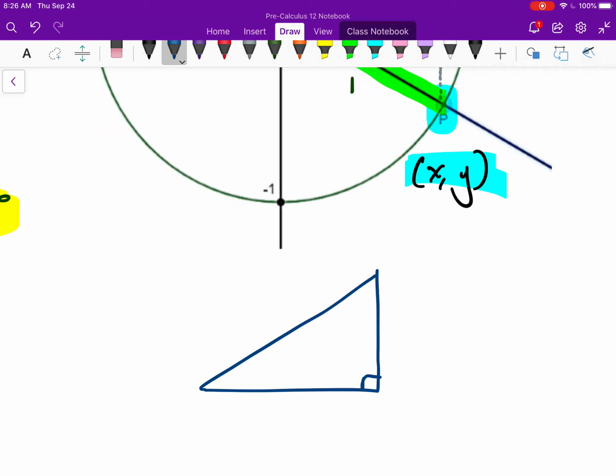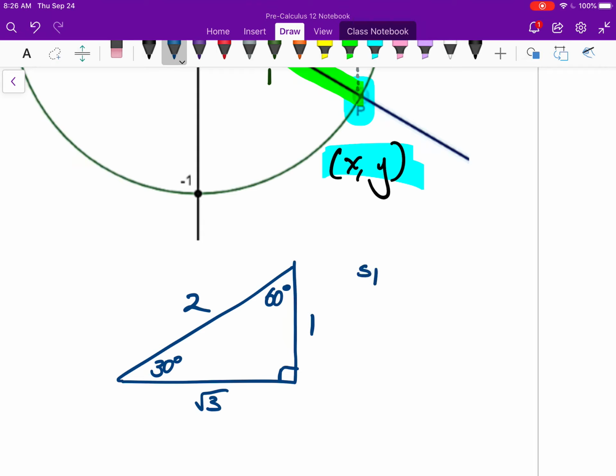So from memory, if we have a right triangle with a 30-degree angle and a 60-degree angle, one way of memorizing it is the hypotenuse is 2, the shortest side is 1, or more importantly, the shortest side is half the length of the hypotenuse, and the side in between is root 3. Okay, so that's one of our special triangles.